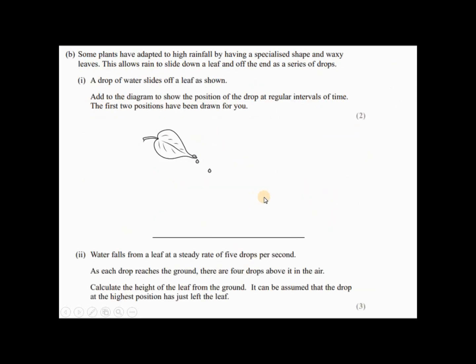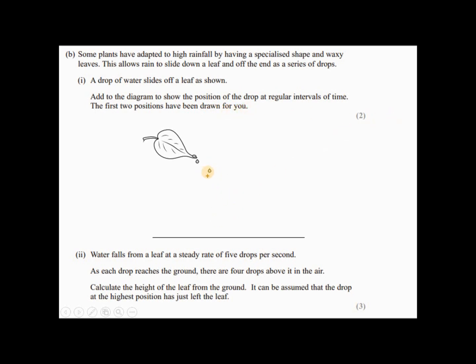Some plants have adapted to high rainfall by having a specialized shape and waxy leaves. This allows rain to slide down a leaf and off the end as a series of drops. A drop of water slides off a leaf as shown. Add the diagram to show the position of drops at regular interval of time. The first two positions have been drawn for you.